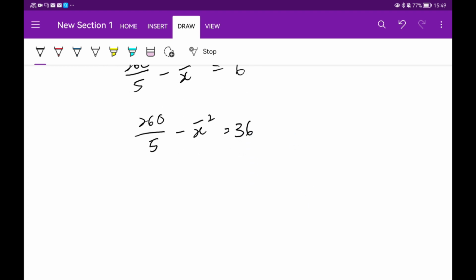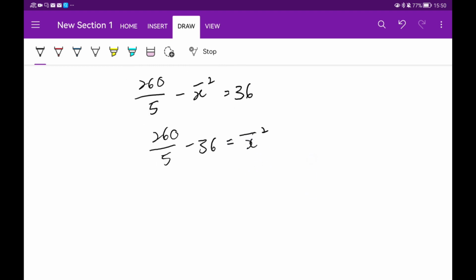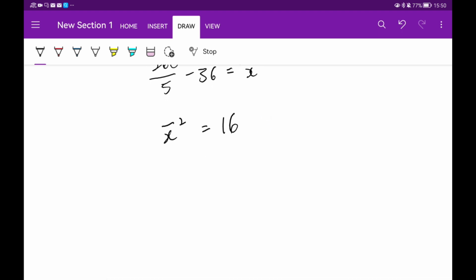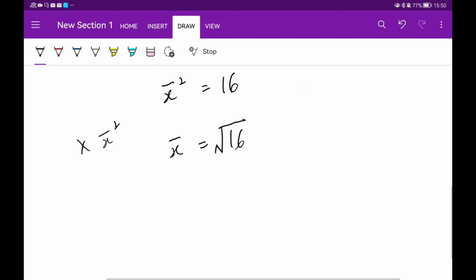So we move this value over: 260 divided by 5, minus 36, equals mean square. We use a calculator to calculate the value. Mean square equals 16. And this is not the end yet. We need to find the mean, so be careful. It's not the mean square. Mean and mean square are different. So the mean is the square root of 16, which is 4. Hence the mean is 4.